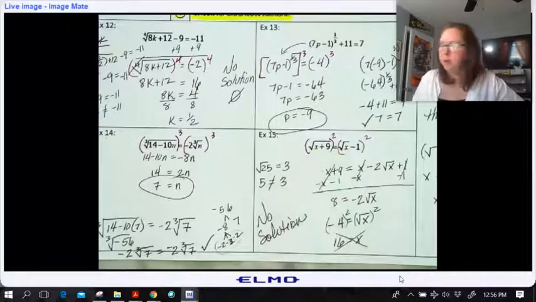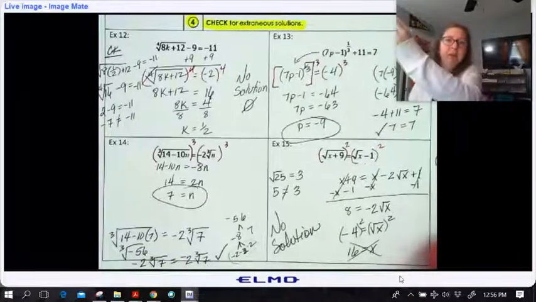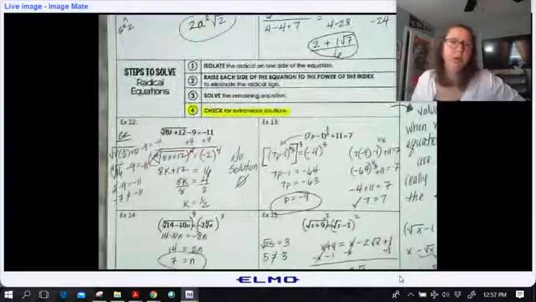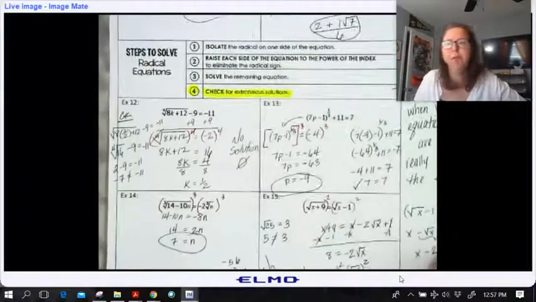Okay. All right. So that is everything that we need to know about solving radical equations.